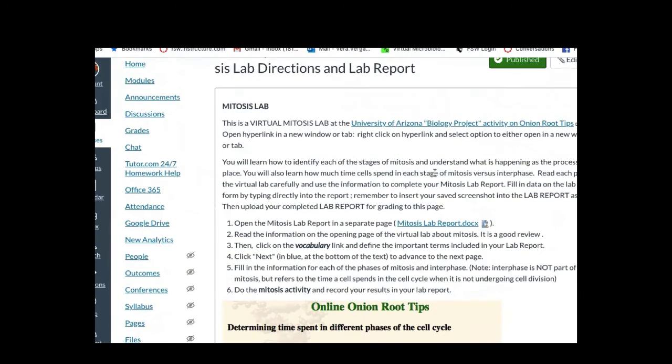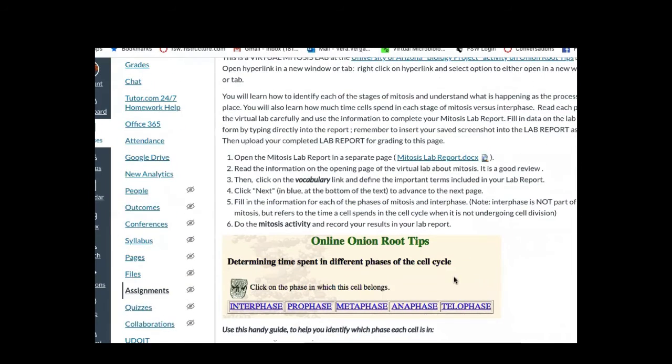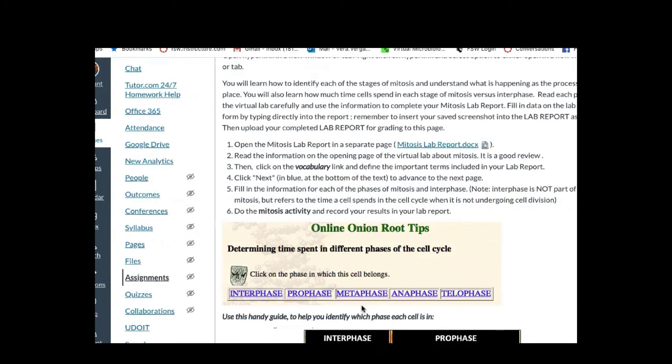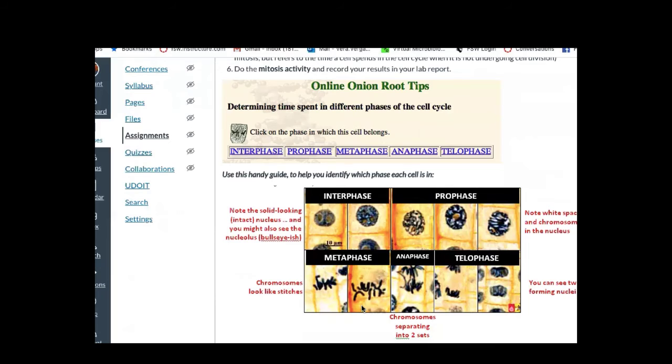So in the University of Arizona onion root tip activity, it's going to walk you through identifying each phase. What you ultimately will do is click on which phase you've seen. If you saw that, you would say, well, that's metaphase. You'll click on metaphase, and if you're correct, then it'll put it in a tally. Ultimately, you're going to end up with a picture of your results, and you will count each cell in each phase and record that on your worksheet.